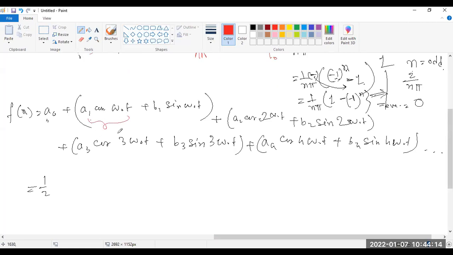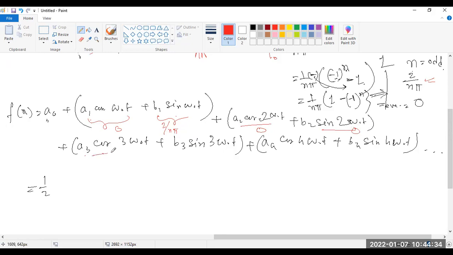A0 is 0, that part was 0. B1 is the 1. If n is an odd number, then this is 2 by n pi. Then 2 by n pi. A2 is 0 and this is the even part. So this is 0. Okay.